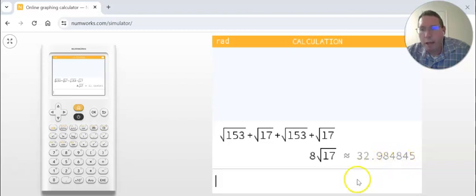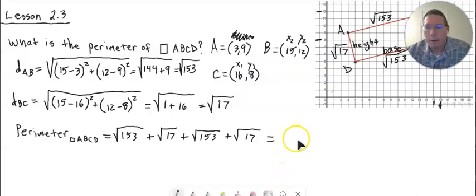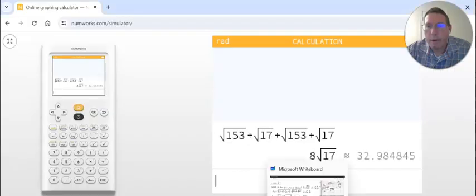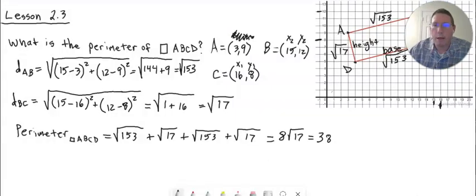32.9848. Okay, so what we said it was 8 times the square root of 17, which is 38.9848. Let's check it out again. 38.9848, and that's the answer that you will plug in if it's the exam.